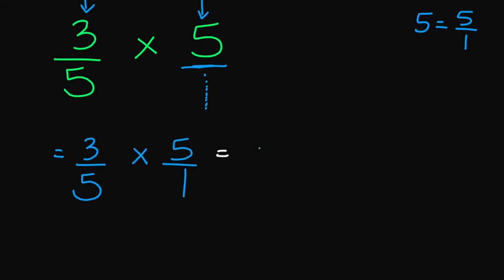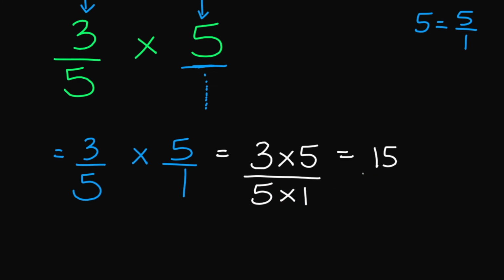My numerator, we have 3 times 5. This is going to be 15, and that's going to be over 5 times 1. This is going to equal 5. 15 divided by 5 is going to equal 3, and your final answer is 3.